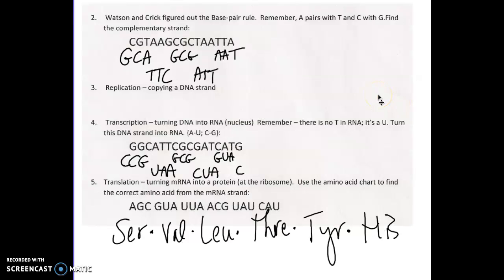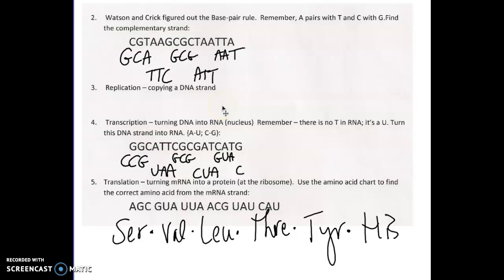All right, so then I left some practice things up here for you. Watson and Crick figured out the base pair rule, A with T, C with G. So if it asks you to find the complementary strand, you just put the opposite letters. And y'all, I kind of did it like this because I can't write as small as I can type. Okay, so you just put the base pairs next to it.